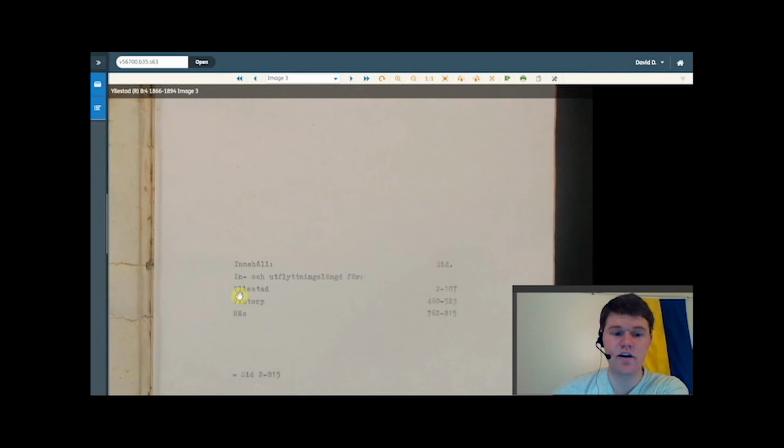If you're looking for someone in Vistorp, you don't need to be looking for them in these pages and these pages, at least unless you don't find them in these pages right here. And also, you should just know that they're separate in the same book. That's good to know.